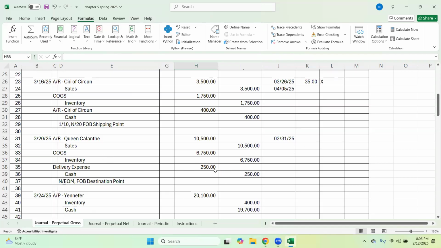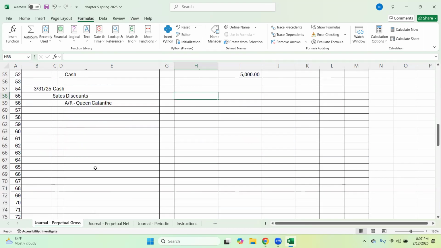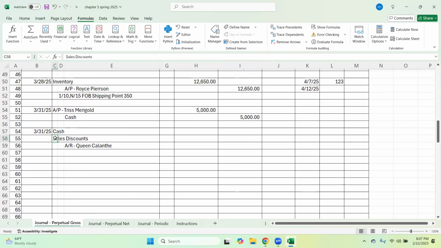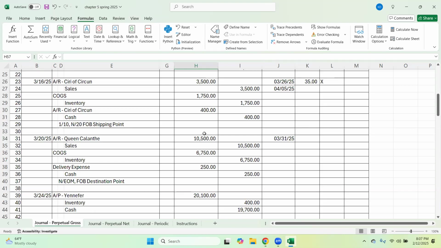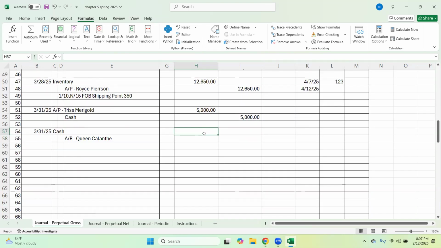Okay, we paid for the delivery expense. Oh, I don't have a sales discount. I lied. Look at this. It's just due at the end of the month. Oh, I got ahead of myself. Let's delete that. And let's move this up here. Okay, excellent. That makes me even happier. It's easier to calculate. And we got 10,500.